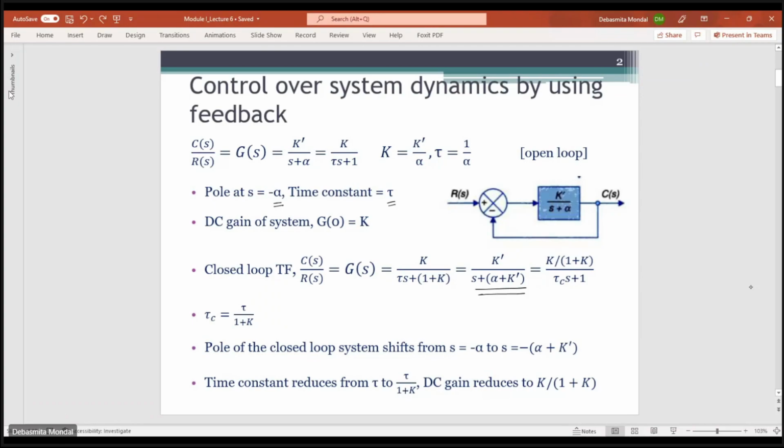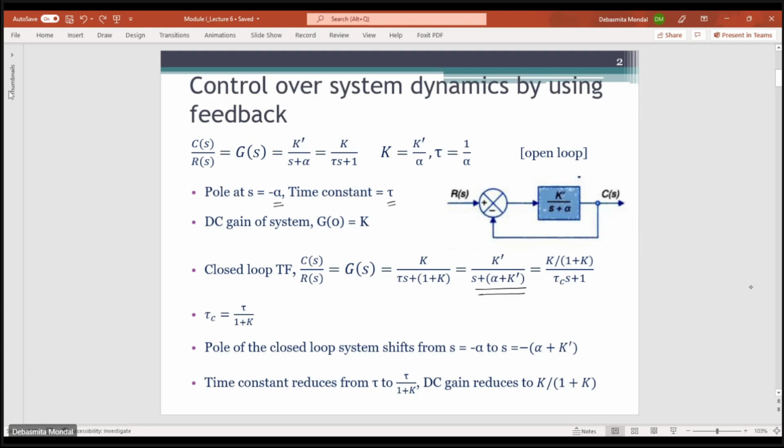So that means the time constant which was present in the open loop system is now getting reduced by a factor of 1 plus k. For the open loop system, the time constant was some tau, and for the closed loop system the time constant is less, and the factor by which it reduces is equal to 1 plus k.